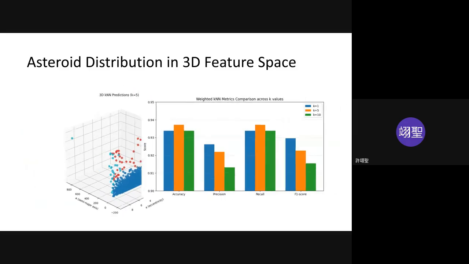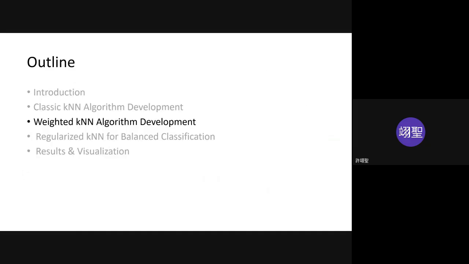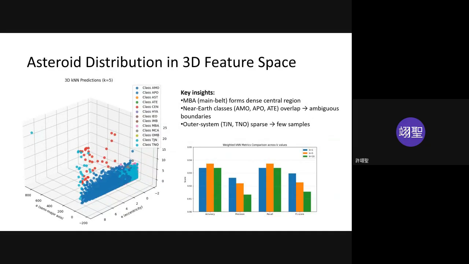I think my teammate should present this part. So we first evaluate the classic KNN with varying Ks, and accuracy slightly increases at K equals 5, but the precision and F1 drop a bit. So the MBA forms a dense central region in our 3D diagram, and near-Earth classes overlap. And the outer systems are sparse because there are too few samples for the training, I think.